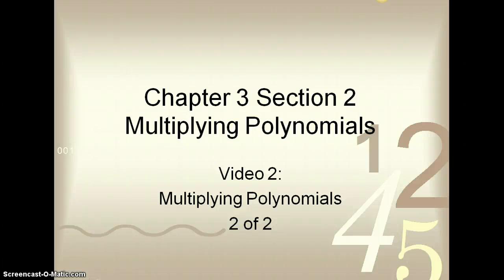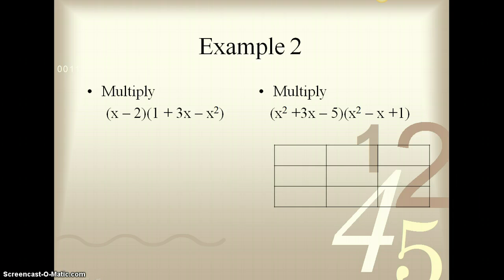So this is the second video for multiplying polynomials. This one is actually multiplying two polynomials. So we have two examples. The first one is to multiply x minus 2 times 1 plus 3x minus x squared. I'm going to show you two different ways to multiply. One is using this chart on the right, and then one is without the chart.